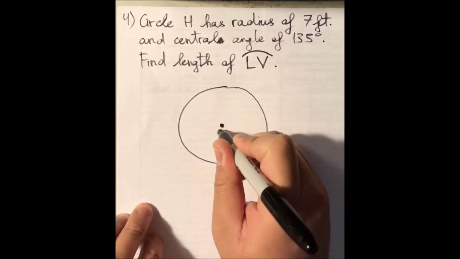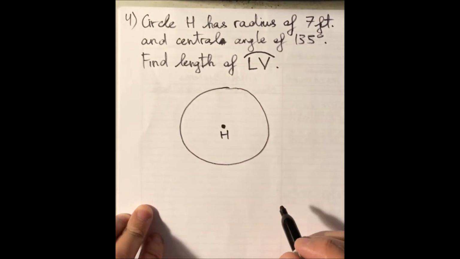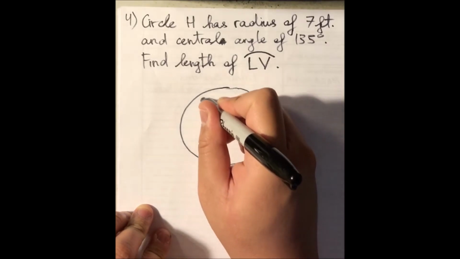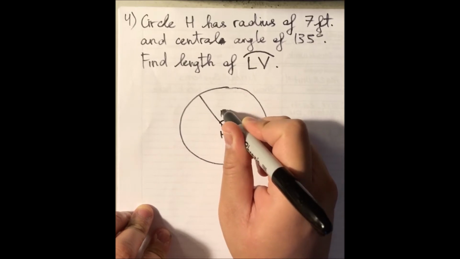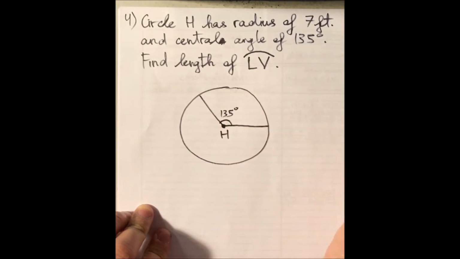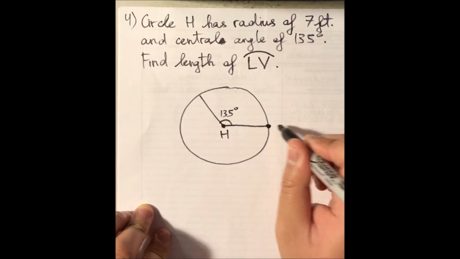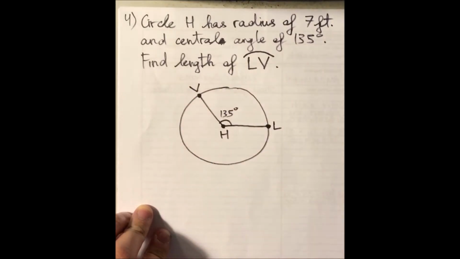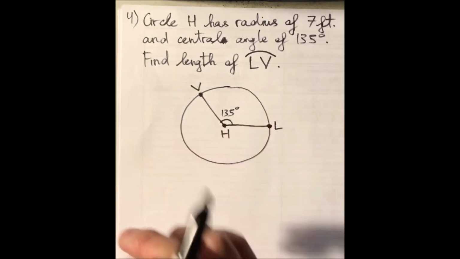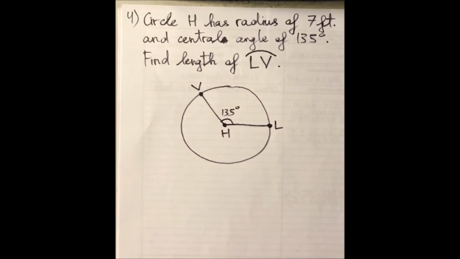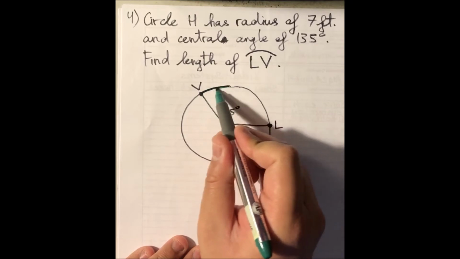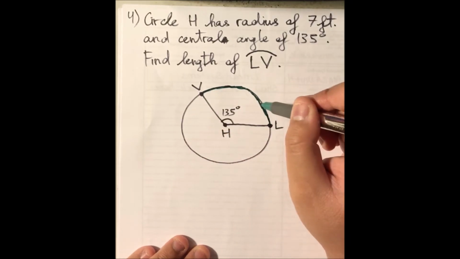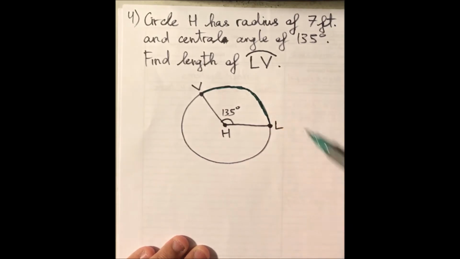The center, capital H. The central angle is 135. So maybe it's going to be something like this. This is 135. And we are supposed to find the length of this minor arc, LV. So I'm going to shade it in green here, just for you guys to see a little more clearly. So this is the minor arc that we've got to find the length of.